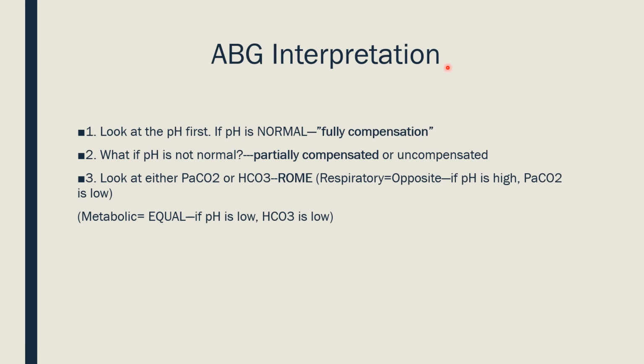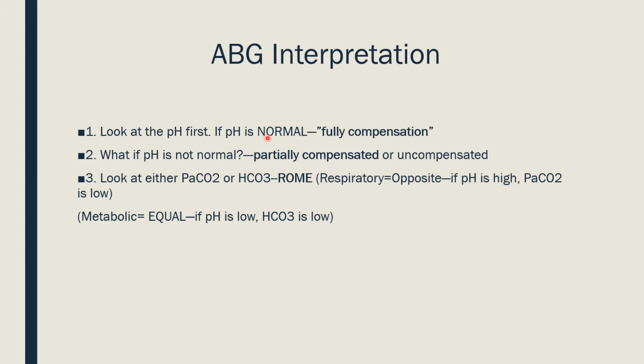Now, let's move on to ABG interpretation. A lot of nurses and even nursing students are kind of intimidated by ABG interpretation, so I hope this presentation will help you have the self-confidence that you can do this. The first thing you have to do when you see ABG results is look at the pH. If the pH is normal, within 7.35 to 7.45, then your patient is fully compensating, and that's a good thing.